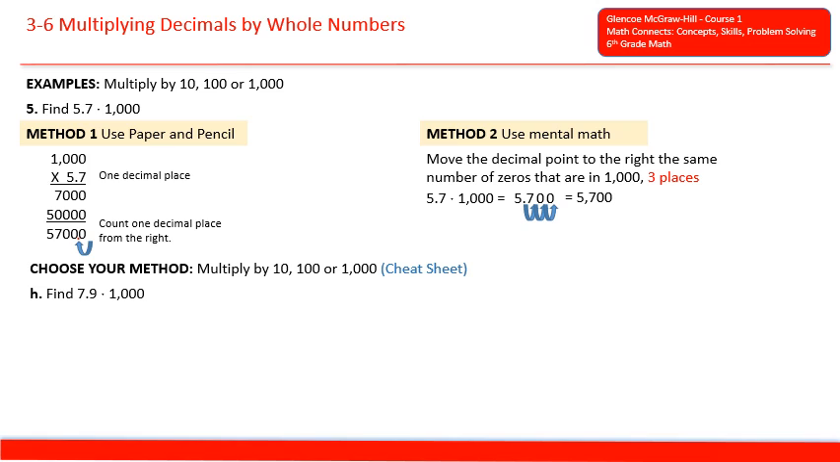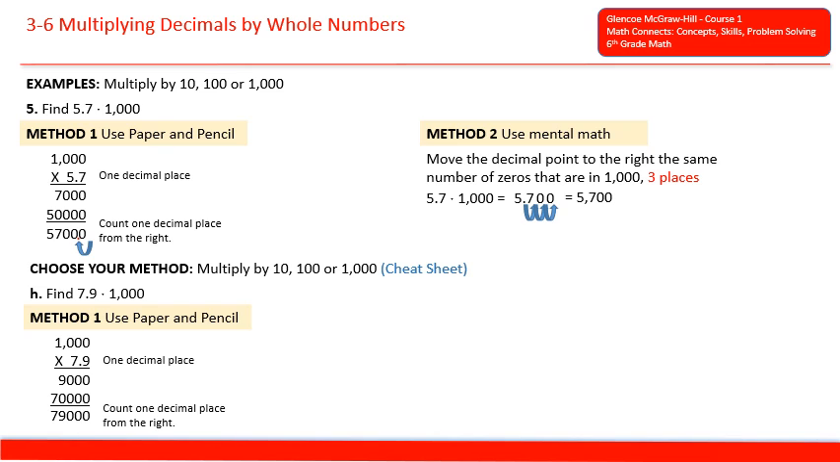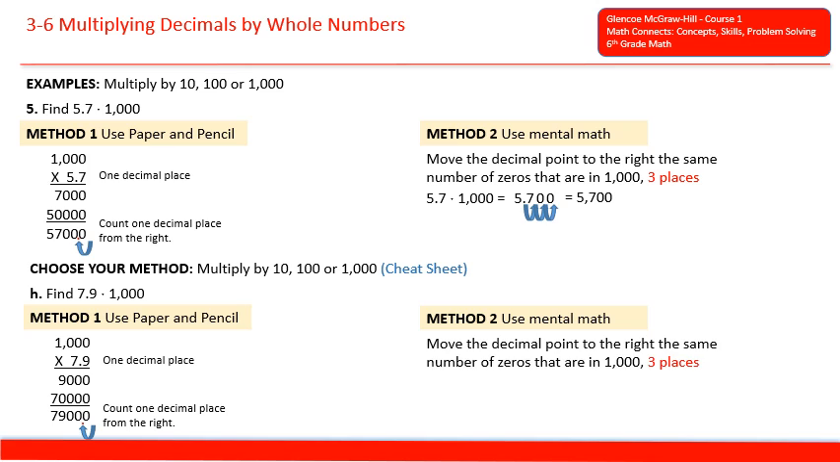So choose your method. Find 7.9 times 1,000. Method 1, use paper and pencil. 1,000 times 7.9, get 9,000. 7 times 1,000 with the 0 is 70,000, so we get 79,000. We have 1 decimal place, so we'll move the decimal point 1 place to the left, and that gives us 7,900.